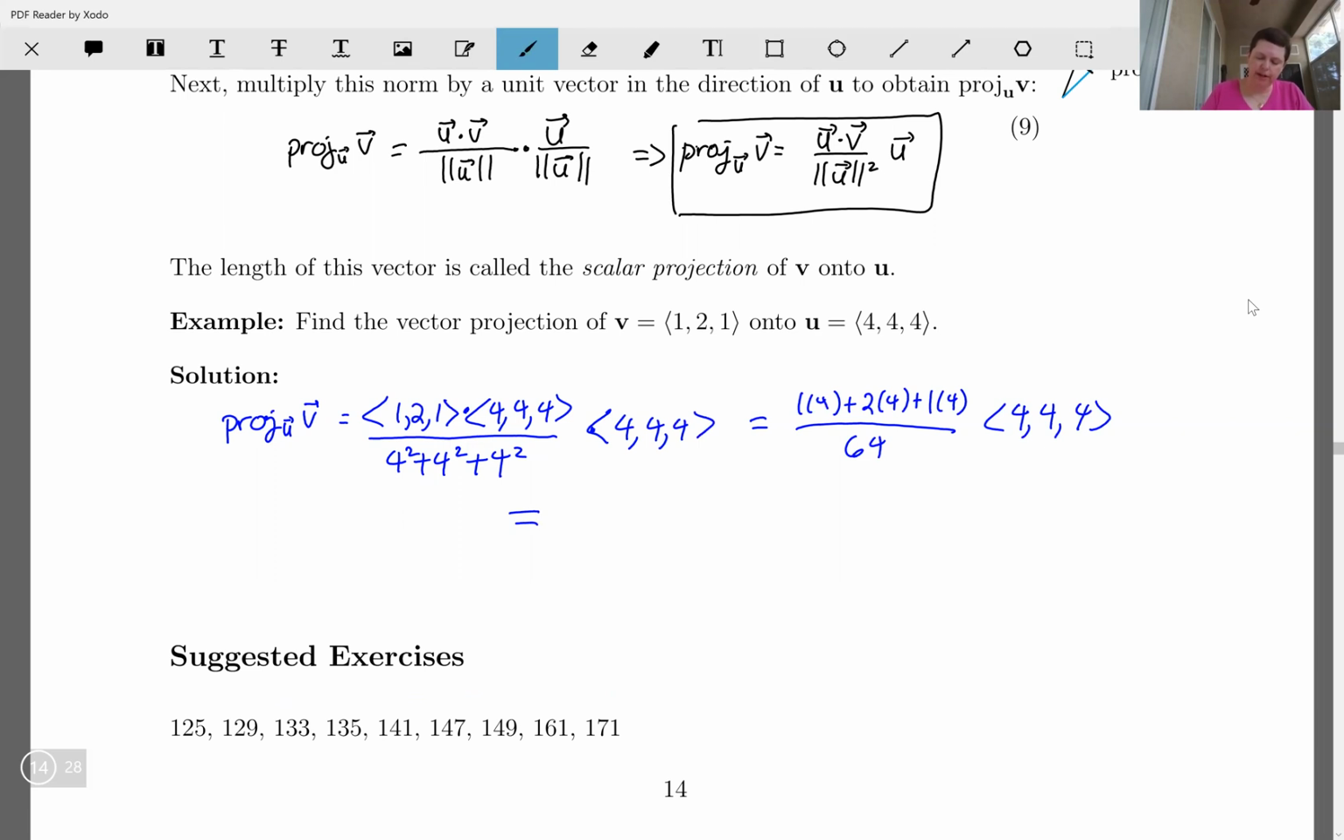So what does that give me? 4 plus 8 is 12, 12 plus 4 is 16. By the way, 4 squared plus 4 squared plus 4 squared is 48, not 64. So let's fix that. So we get 16 over 48 times 4, 4, 4. But we know 16 over 48 is 1/3. So I get the vector 4/3, 4/3, 4/3. And you might want to try to sketch it to see that this really is what you get.